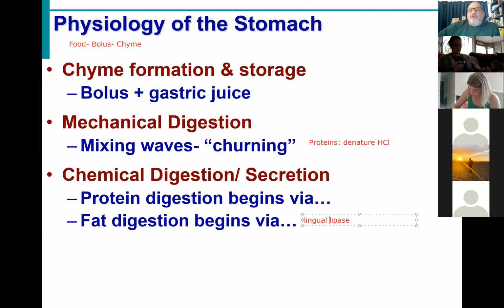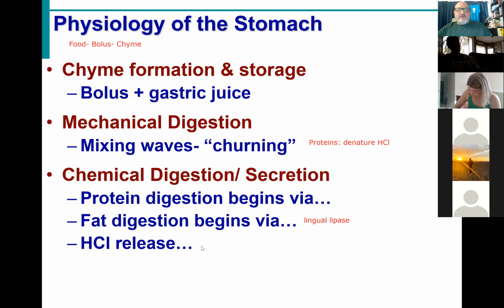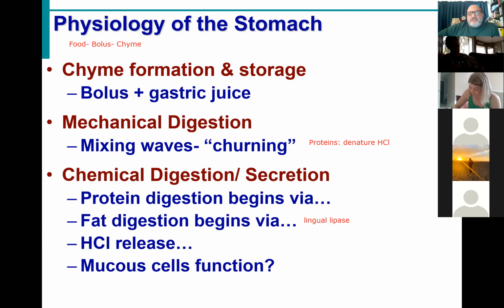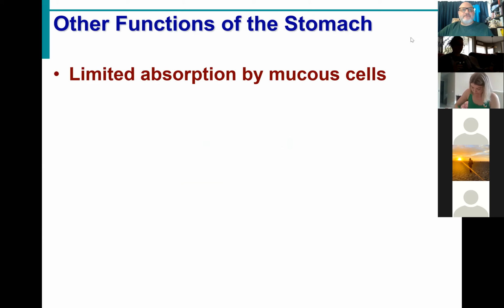And obviously, remember also, if you were an infant, you would have a gastric lipase being produced by your chief cells that would help you break down mom's milk. And then, of course, the parietal cells produce that hydrochloric acid. And we talked about the mucus cells and their function. So again, we've talked about a lot of the physiology of the stomach already. So what we need to do is talk about how we're going to control it.